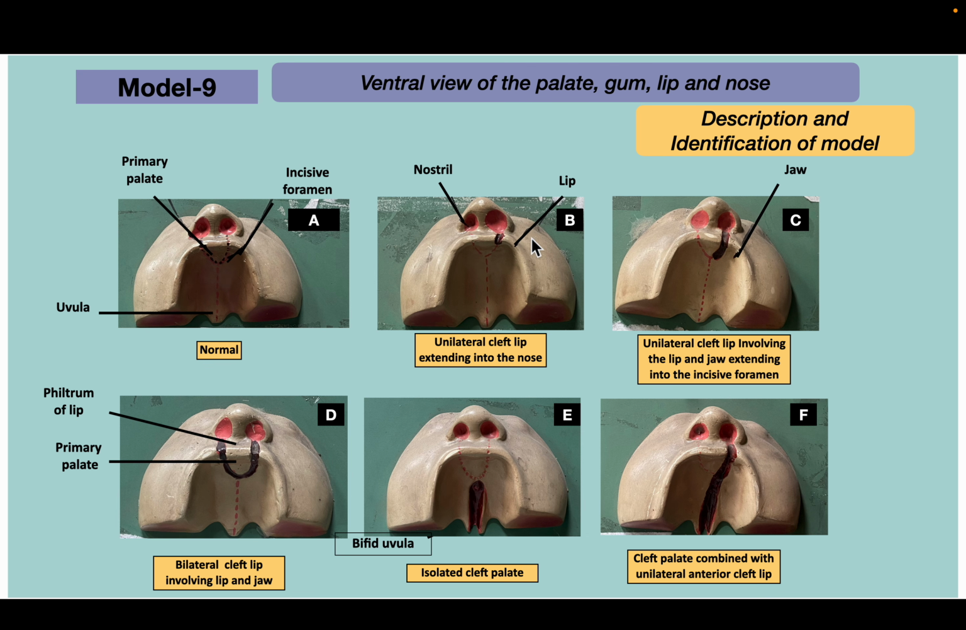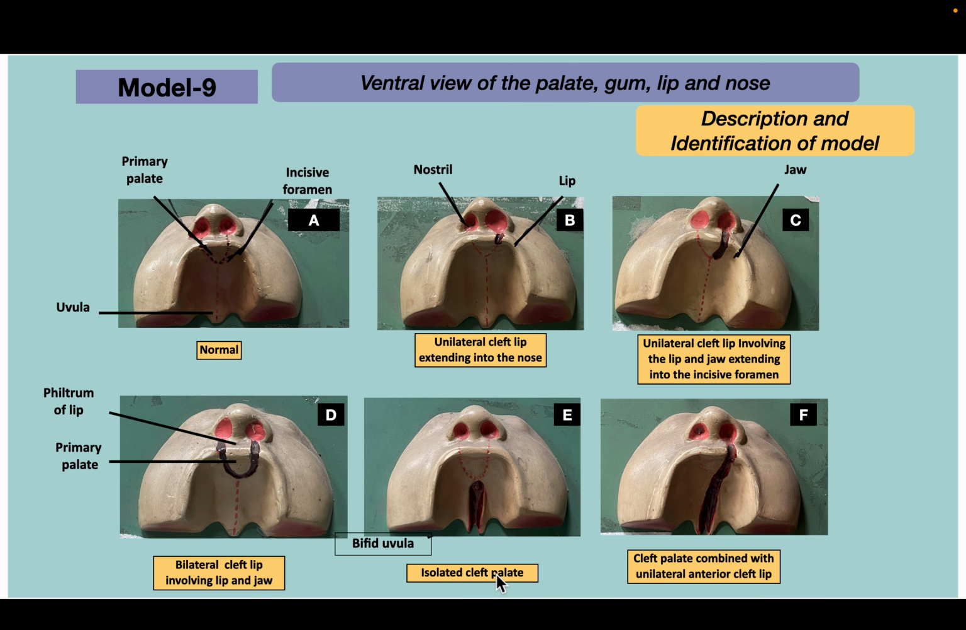So in this the unilateral cleft lip extending into the nose is visible. In this it is involving the jaw. Then in this the philtrum of the lip is there, and bilateral cleft lip involving the jaw is there. In this the unilateral cleft lip involving the lip joint extending into the incisive foramen. But in this portion, the cleft palate is basically only involving the soft palate. So bifid uvula is there.